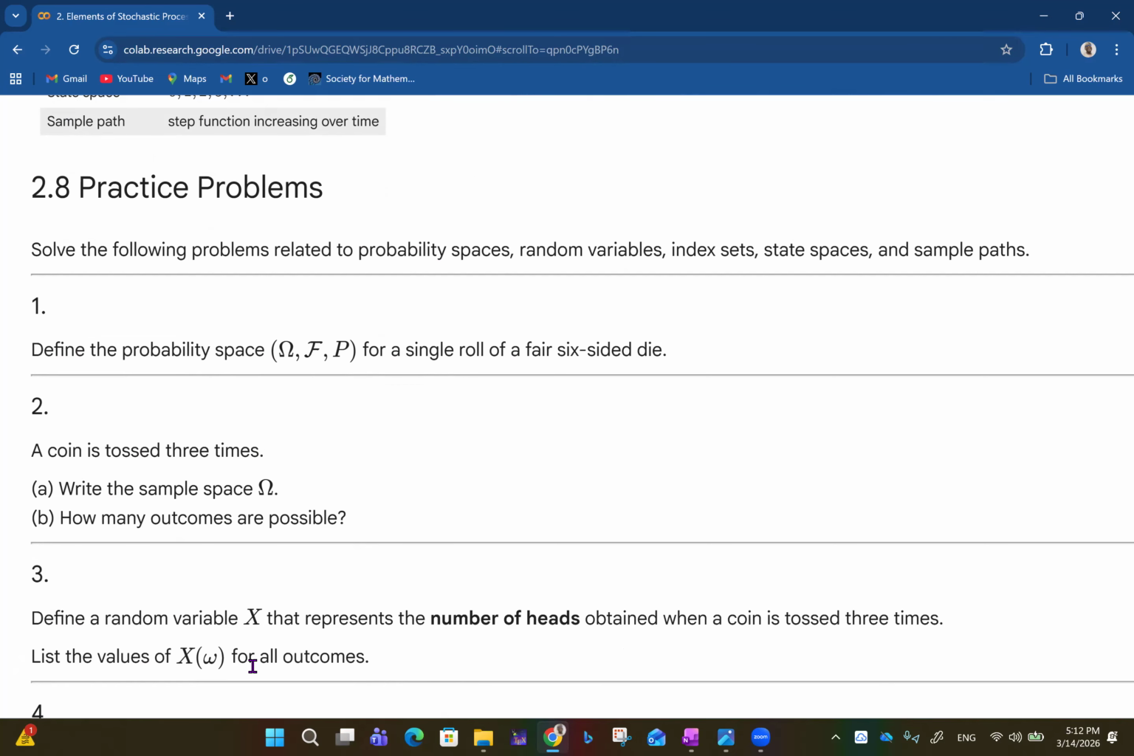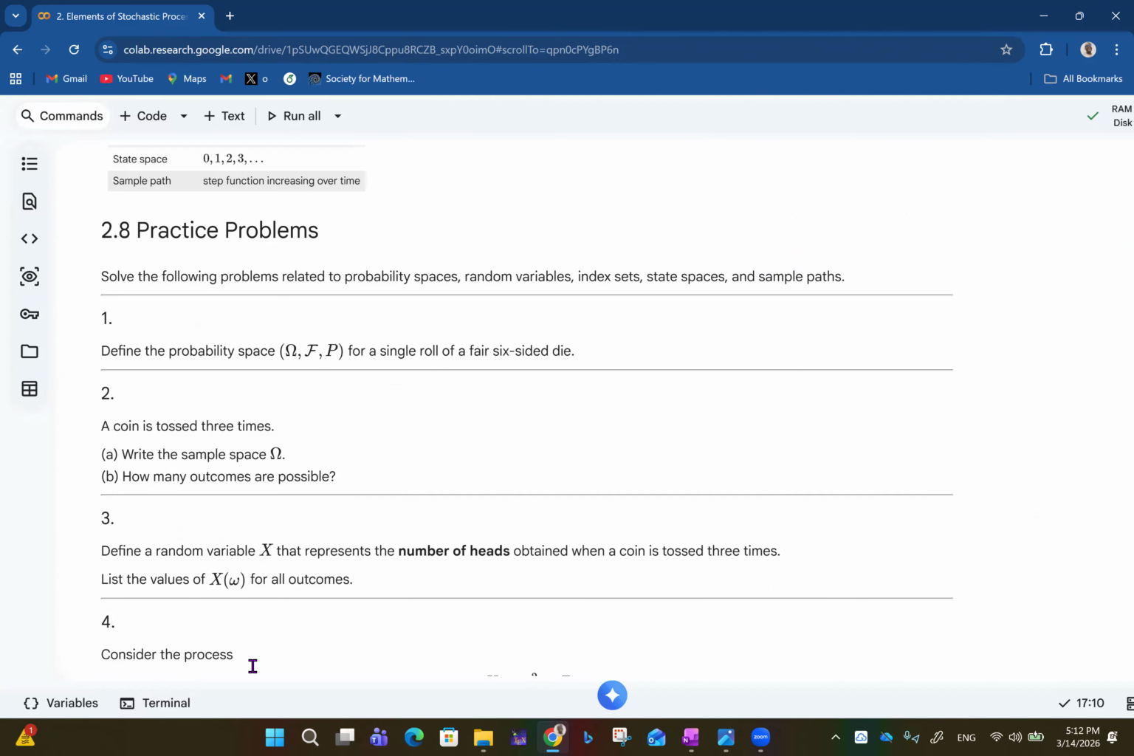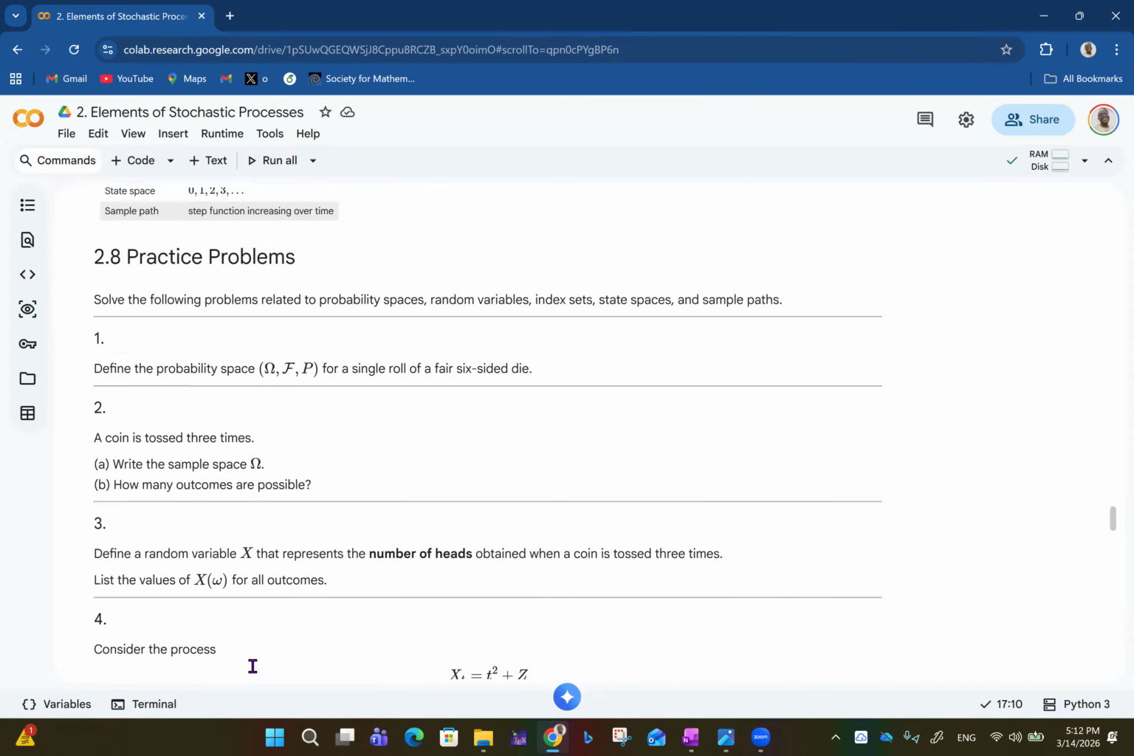So this brings us to our practice problems again. Solve the following problems related to probability spaces, random variables, index sets, state spaces, and sample paths. Define the probability space for a single roll of a fair six-sided die. Of course, the sample space this one now will be for a single roll of a fair six-sided die.